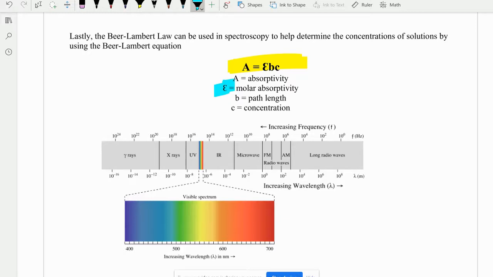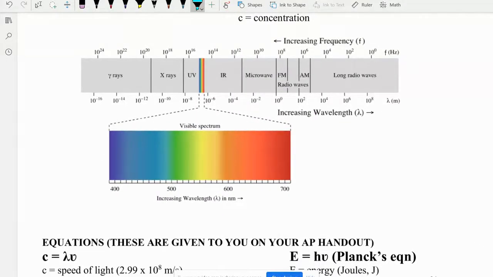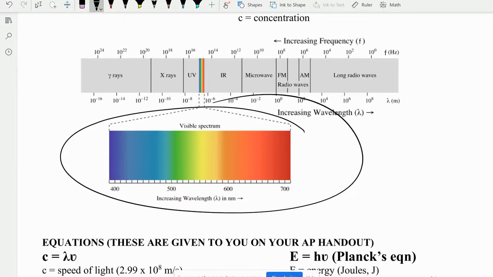Ultimately, at the end of the day, you're going to use this equation to determine the unknown concentrations of solutions. All right, and again, this is not the first time you have seen the electromagnetic spectrum. Here on Earth, we can really only visibly see the visible light spectrum, although we are aware of the other types of radiation. Again, look at the spectrum here. It should all look relatively familiar.